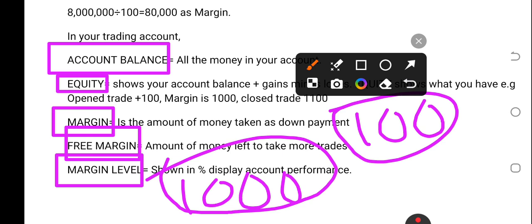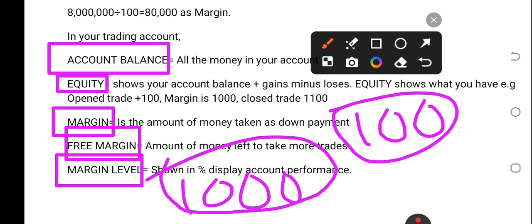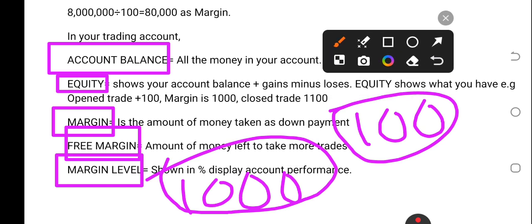Why? Because the trade is still live. It cannot go to your account balance unless you close the trade, because the trade is still running. But if you have closed the trade, everything will now show in your profit.